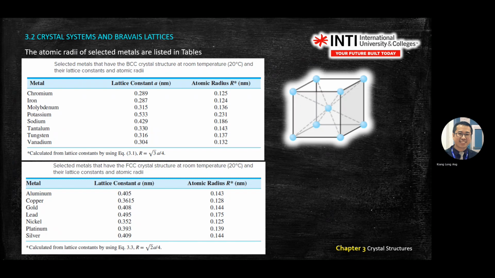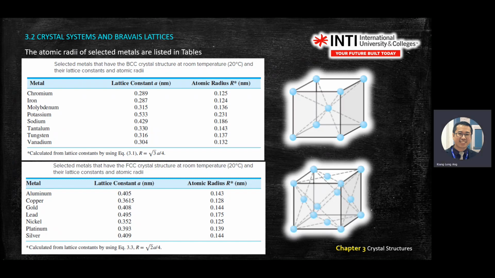Okay. So for this table, don't refer to the wrong one. This table is for the BCC crystal structure, which is the one that I show on the slide here. You have 4 on the top, 4 on the bottom, and 1 in the middle. All these metals have BCC crystal structure. And the bottom one is FCC structure. What is FCC? You have 1 extra atom at each face. Then these are the examples.